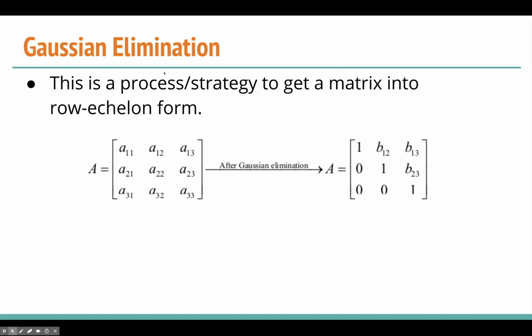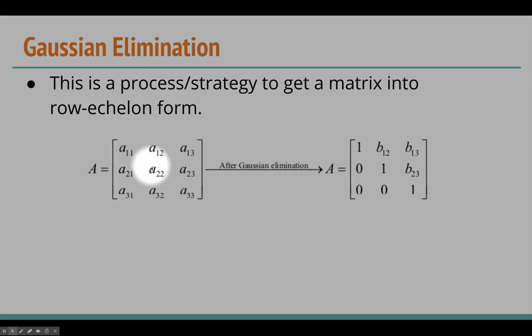Hello, in this video we're going to take a look at Gaussian elimination, which is a process or a strategy to get a matrix into row echelon form. So remember, we have a matrix that corresponds to a system of equations, let's say over here, and our goal is to make it look like a matrix in row echelon form where we have one along the diagonals, sometimes called the pivot positions, and a zero everywhere below it.